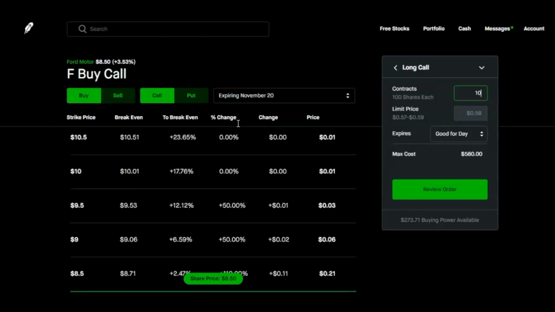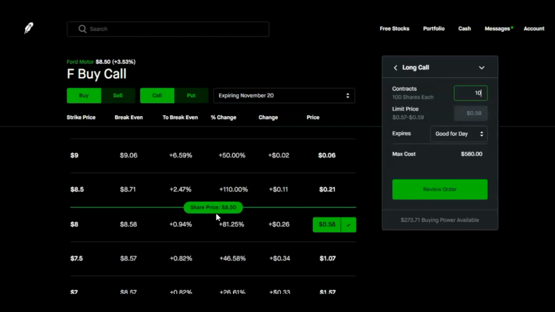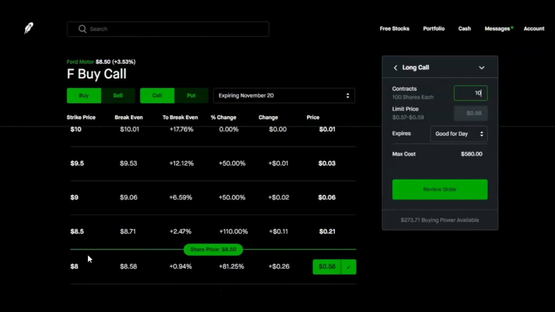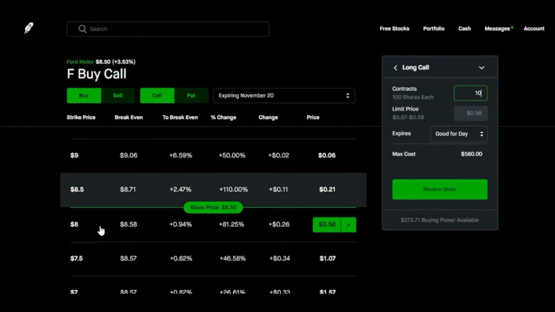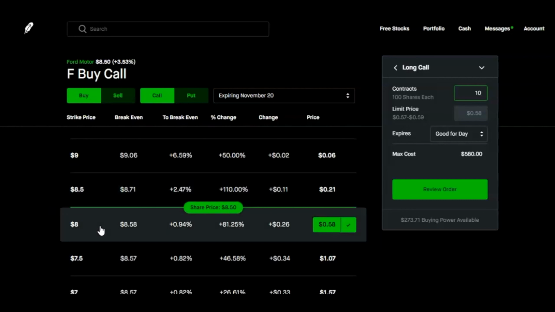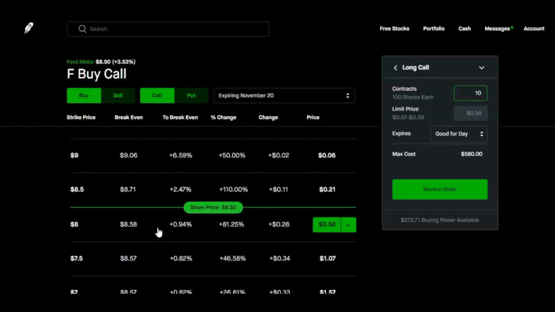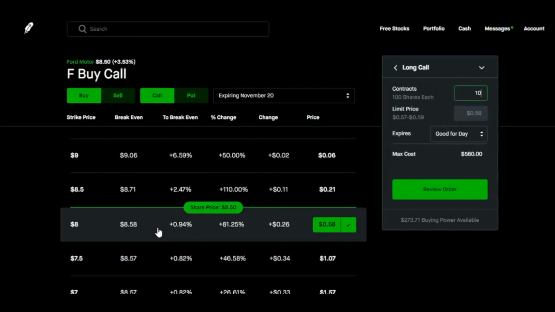So let's say before this expiration date, Ford stock goes up to $9. So what this means is that your option will be in the money $1. So then the options contract is usually going to be worth its intrinsic value. So how would we calculate the intrinsic value? Well, let's say the stock's at $9 and I bought the options contract at $8. So that's a difference of $1. And if I had 100 shares, then this options contract would be worth about $100.